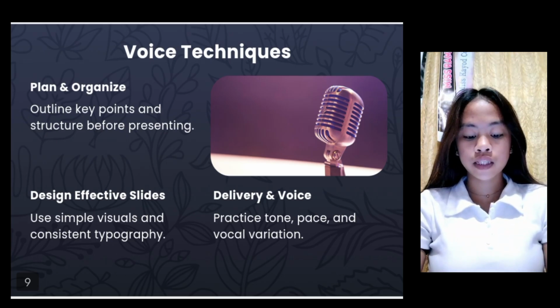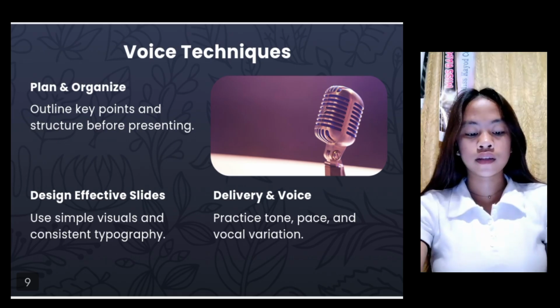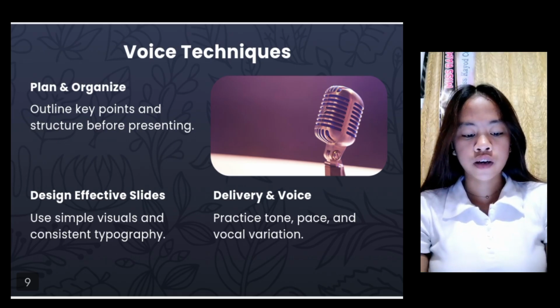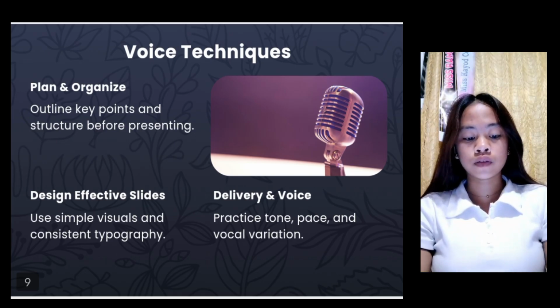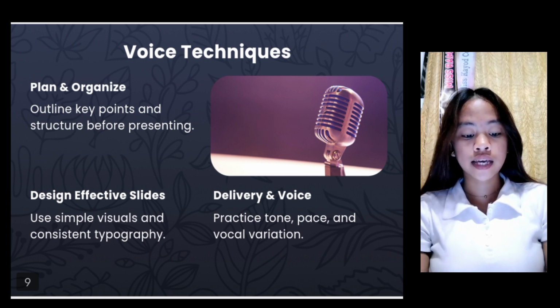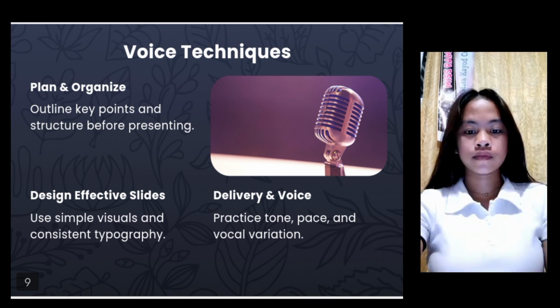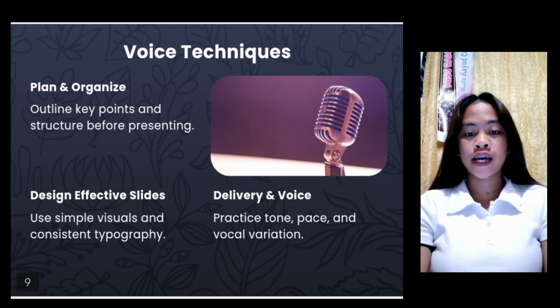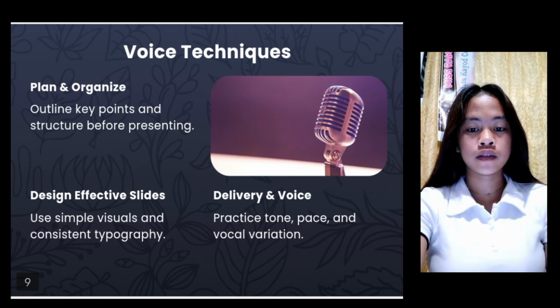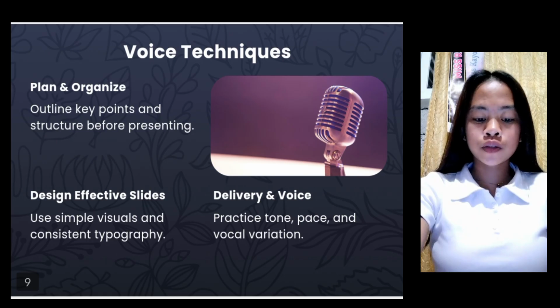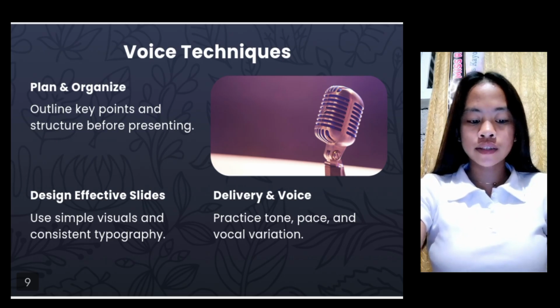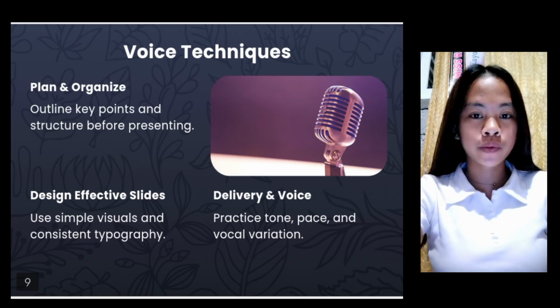Next, design effective slides. Use simple visuals and consistent typography. Example: factors affecting plant growth. First is water, sunlight, and fertilizer. And third is delivery and voice. Practice tone, pace, and vocal variation. Example: your voice should be clear, confident, and not too fast or too slow.